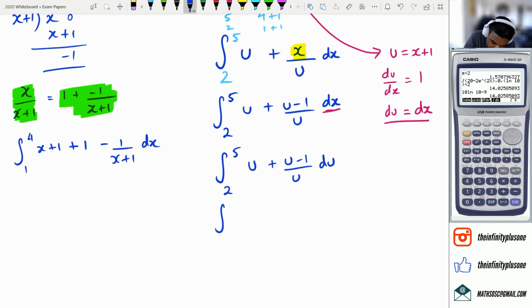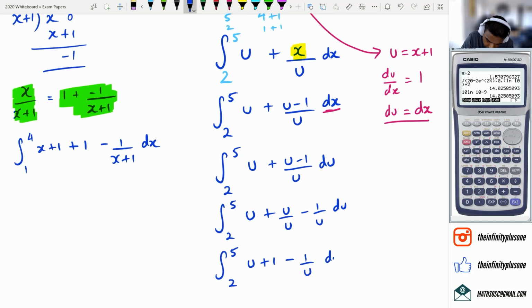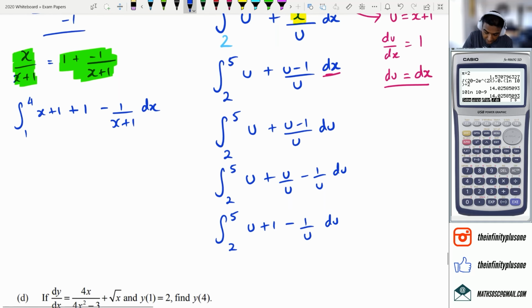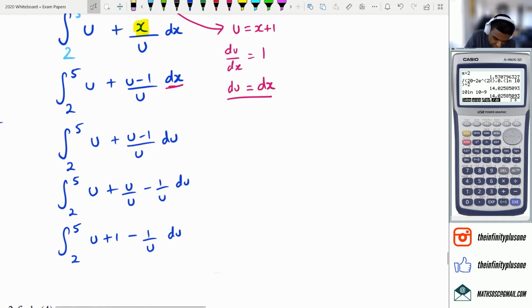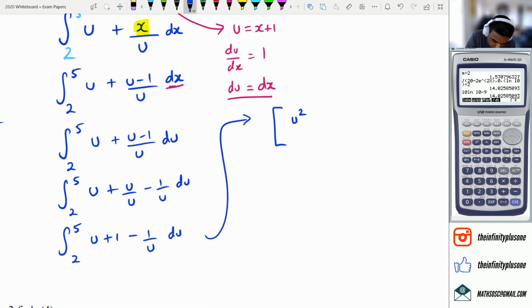Before I start integrating, I want to separate that u. So I've got the integral from 5 to 2 of u plus u over u minus 1 over u du. Again, keep going: u plus 1 minus 1 over u du. Now I can finally integrate it. Integrating this, u becomes u squared over 2, 1 becomes u, and minus 1 over u becomes minus ln of u, all between 5 and 2.